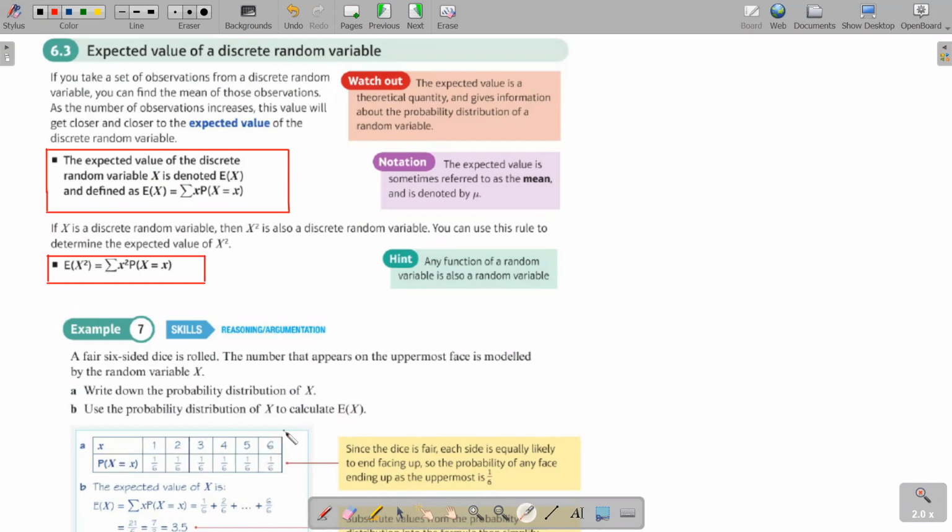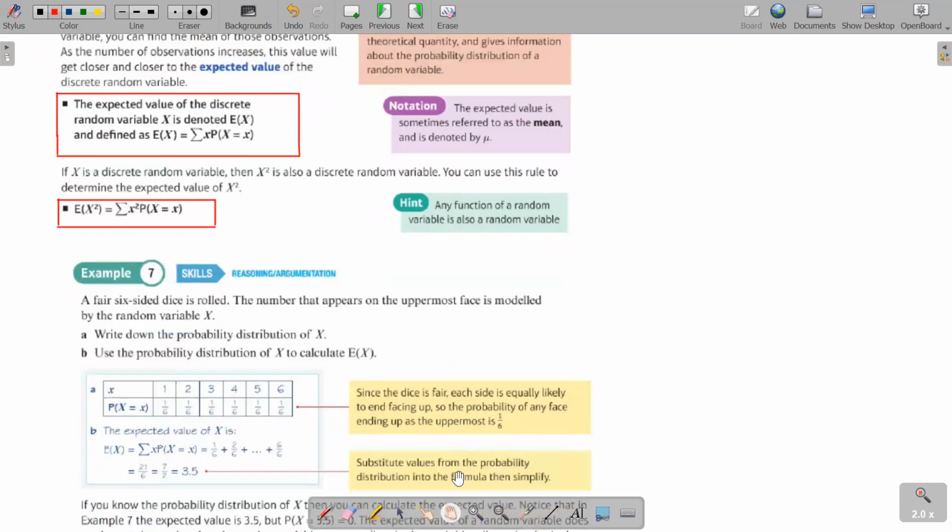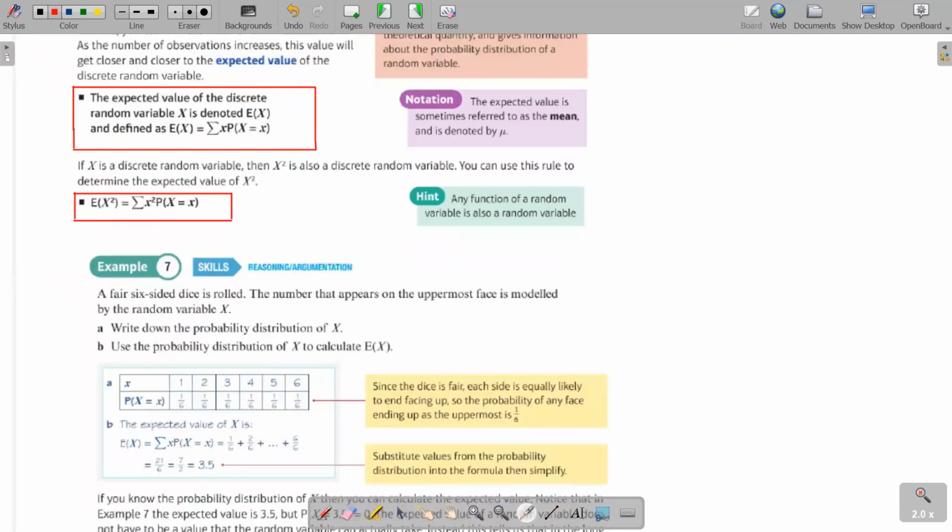And when it comes to a dice, we work with a fair dice, right? Which means the probability of each outcome is 1 over 6. Do you agree? The probability of each outcome is 1 over 6. So how do you get the expected value? The rule is you multiply the x value with its respective probability, and you take the sum.